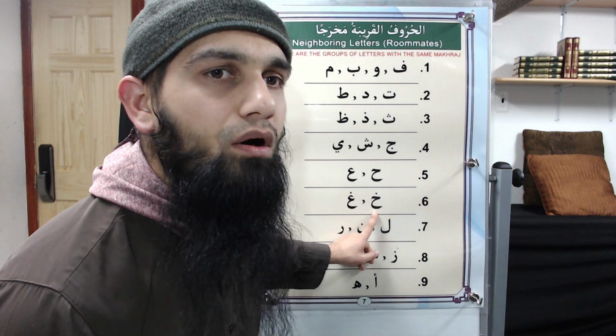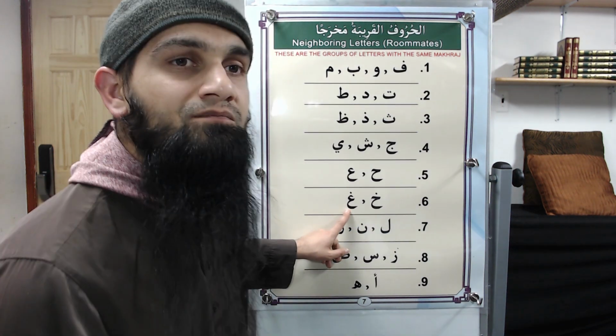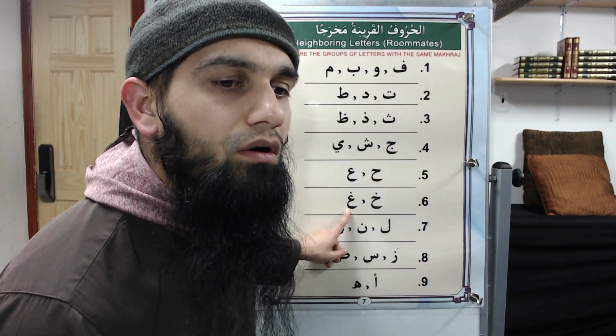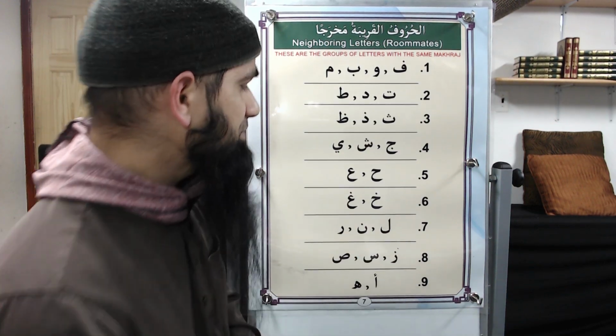أخ. Akh. Ghain. Agh. أغ. Very good. Group number 7.